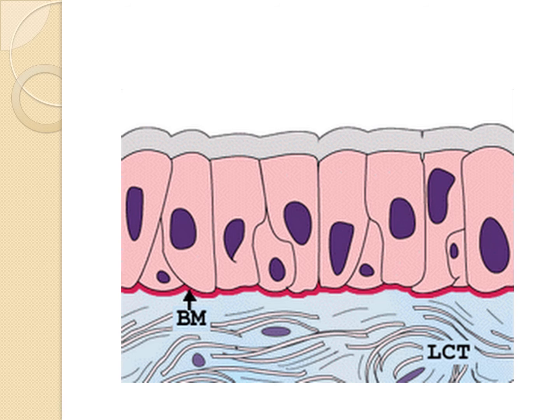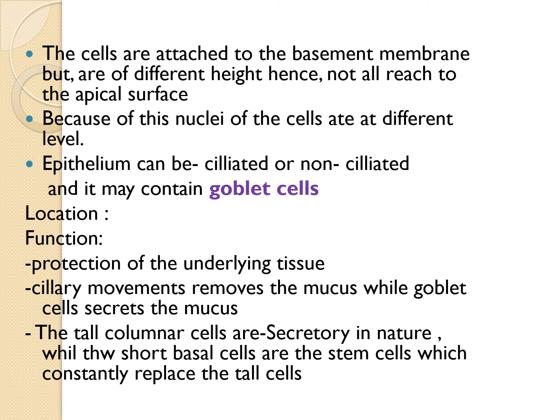Main function of pseudostratified epithelium: the tall columnar cells are secretory in nature, while the short basal cells are stem cells, which constantly replace the tall cells. The cilia help in clearance of the mucus and stereocilia help in absorption. So this one is the pseudostratified epithelium.